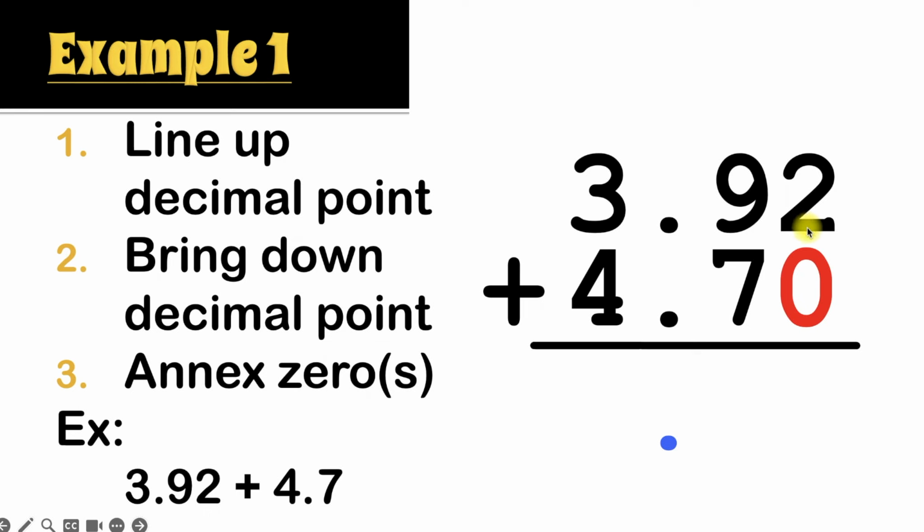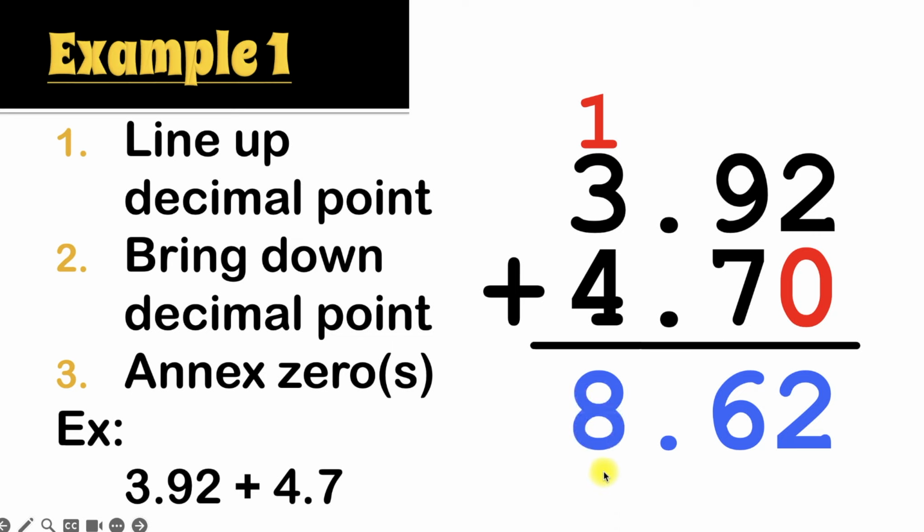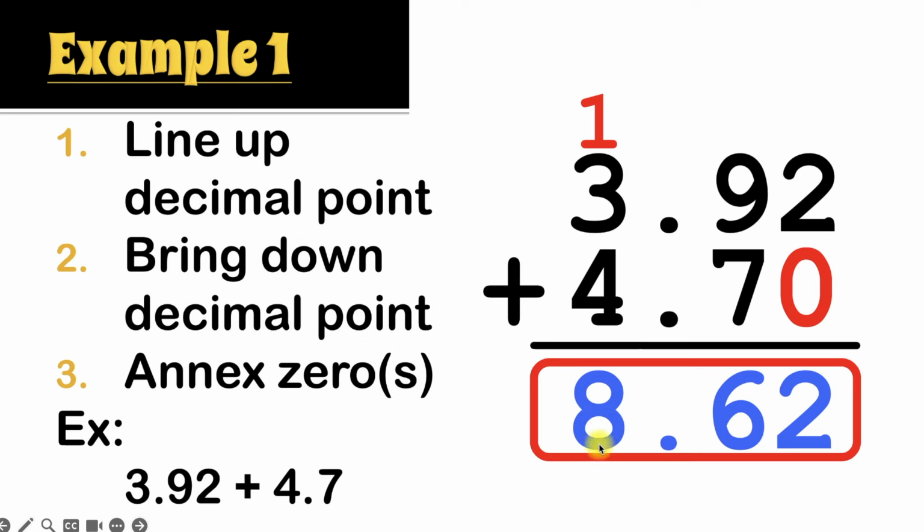And now let's add. 2 plus 0 equals 2. 9 plus 7 equals 16. So we'll bring down the 6 and carry the 1 to the next column. 1 plus 3 equals 4. And 4 plus 4 equals 8. Making our final answer 8.62. Although the proper way to read it is 8 62/100.